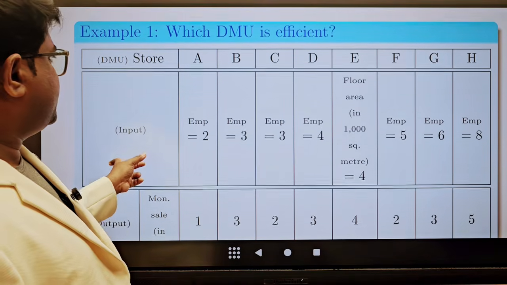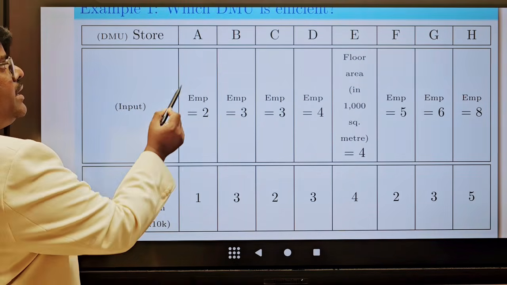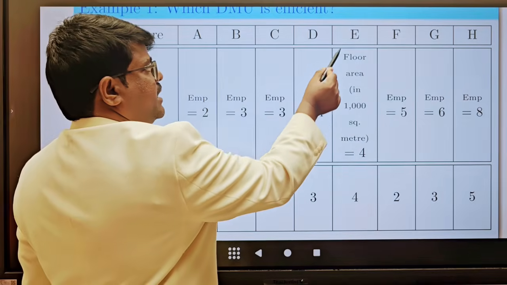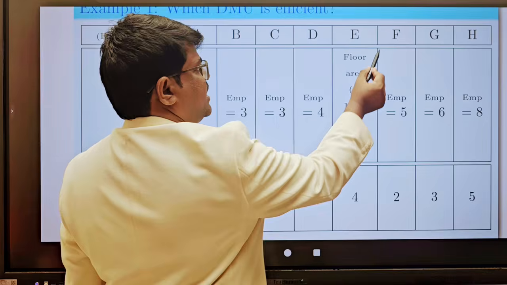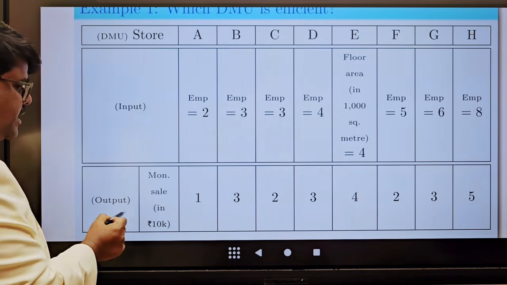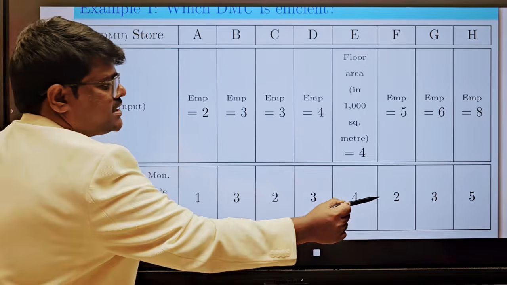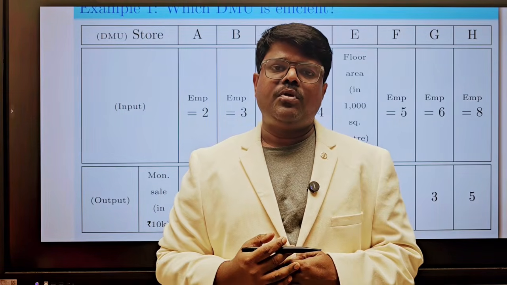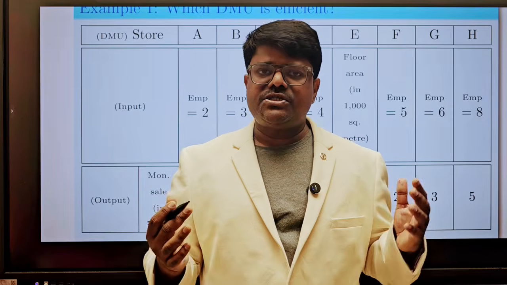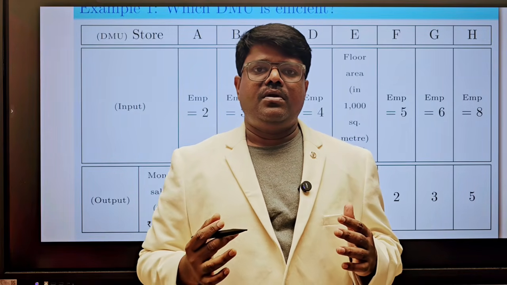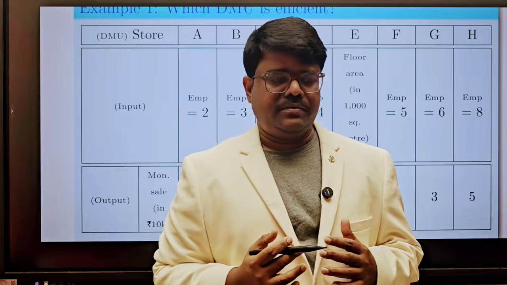Which DMU is efficient? You can see here, input A is employee, B is employee, C is employee, D is employee, E is not employee, it is missing. F is employee, G is employee, H is employee. Output is in currency, all units are the same. For this example, can we apply the efficiency formula? Just recall the condition to apply the formula.